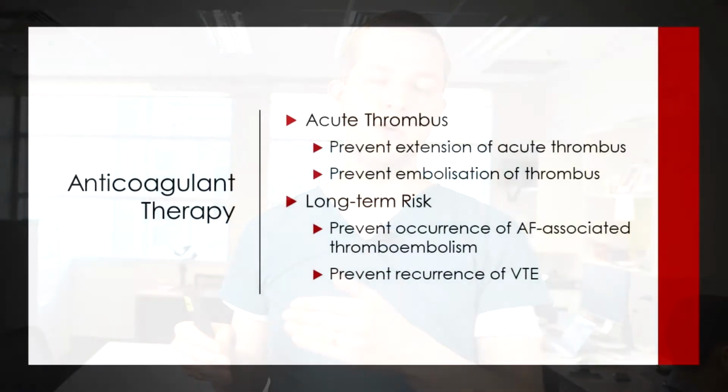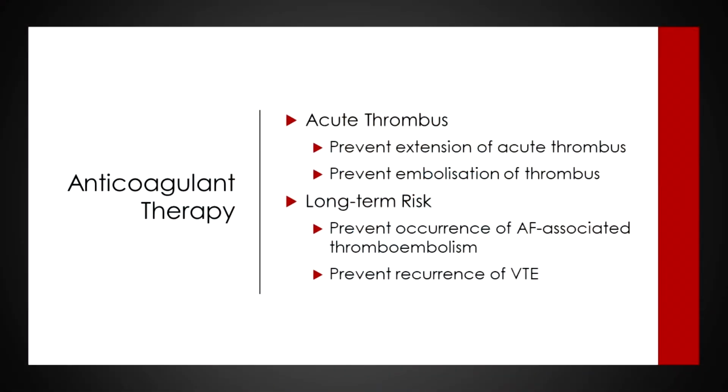So if you've got a DVT, you give people anticoagulant therapy to prevent the clot from extending further up the leg or arm and to prevent it embolizing to the lung. In terms of its ongoing use, once the thrombus is actually dissolved, there are many settings where you would continue the use of an anticoagulant to prevent further episodes down the track.